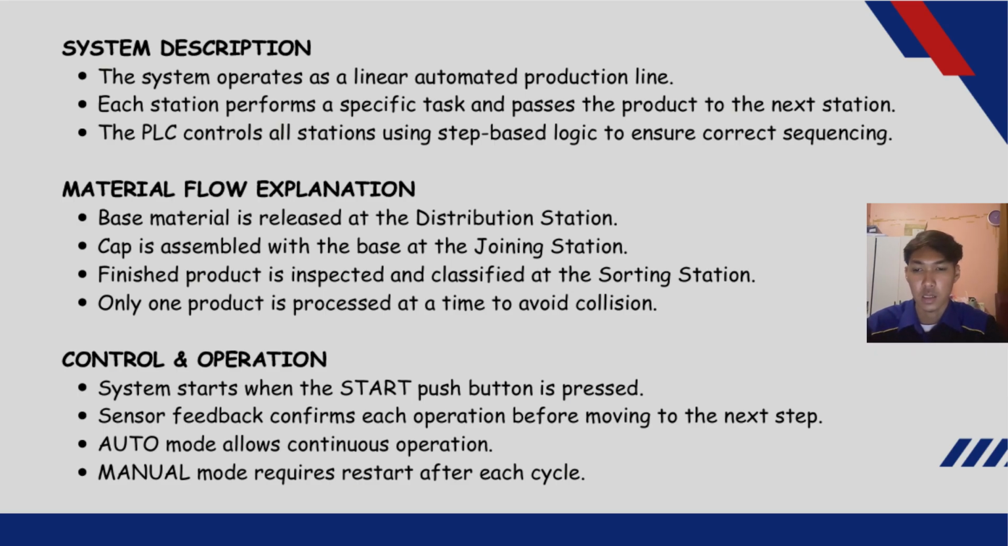And the next is the material flow explanation. The first is the base material is released at the distribution station, then it is assembled with the cap at the joining station, and the finished product is inspected and classified at the sorting station, and only one product is processed at a time to avoid collision.